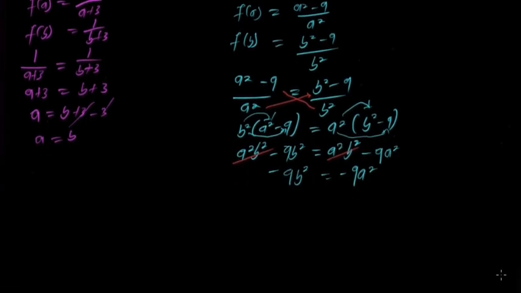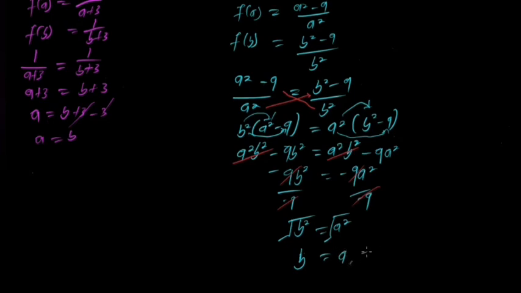Alright. So now dividing both sides by minus 9, minus 9 takes away minus 9. And now we'll be having b squared being equal to a squared. But now we are interested in a and b, not a squared and b squared. And so we're taking the square root of both sides, which will give us b being equal to a.